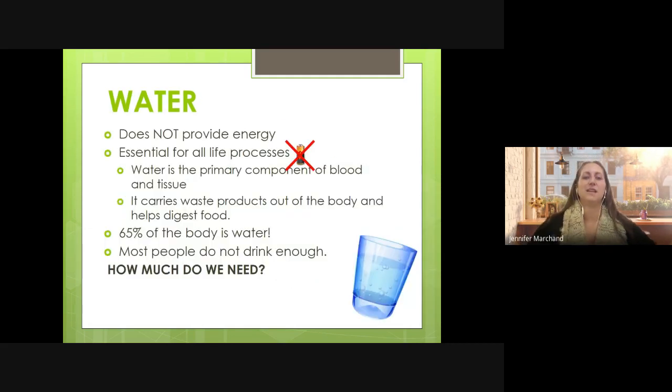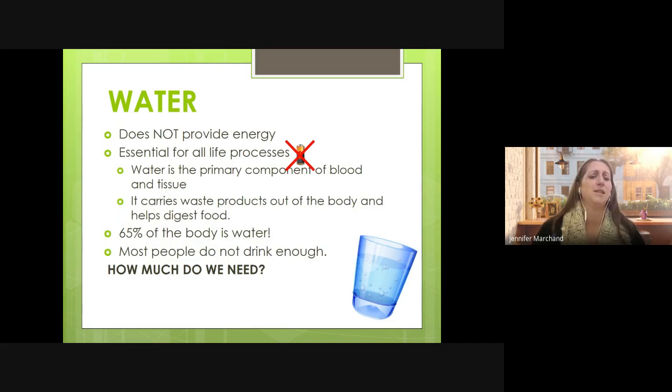All right, and lastly, let's talk about our last micronutrient that, again, is not going to provide us any energy, and that is water. But water is truly essential for all of life's processes. Water is the primary component of blood and all the tissues in our body.